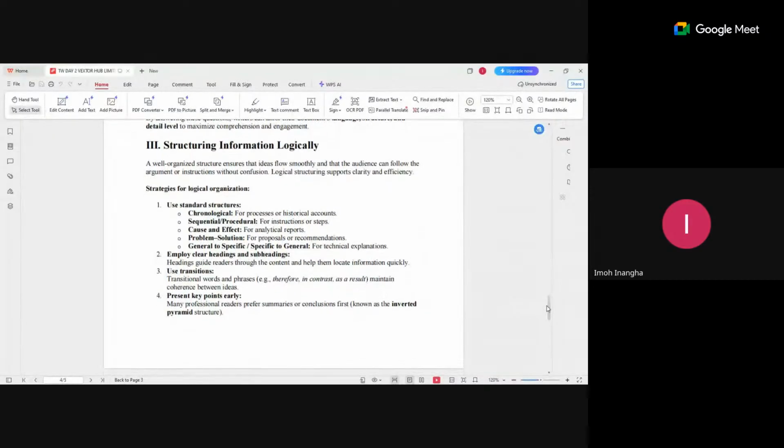Now, what was the first one? This is the third one now, structuring information logically. I will choose someone to ask. It's not a general question. So what was the first point? Ikmat Ibrahim.